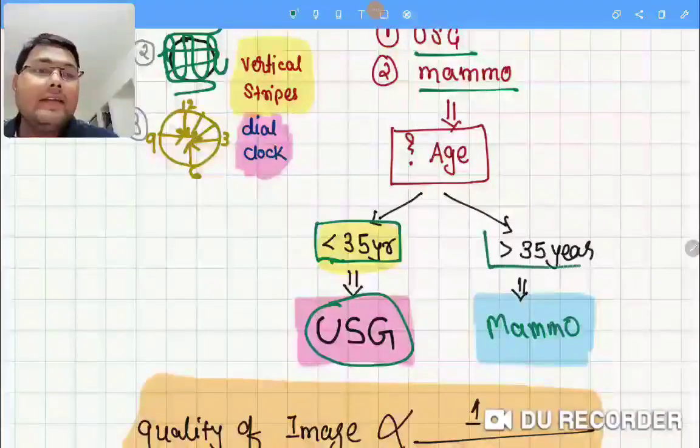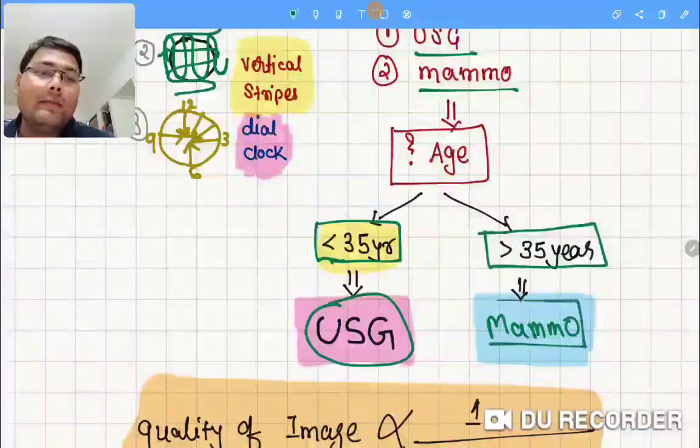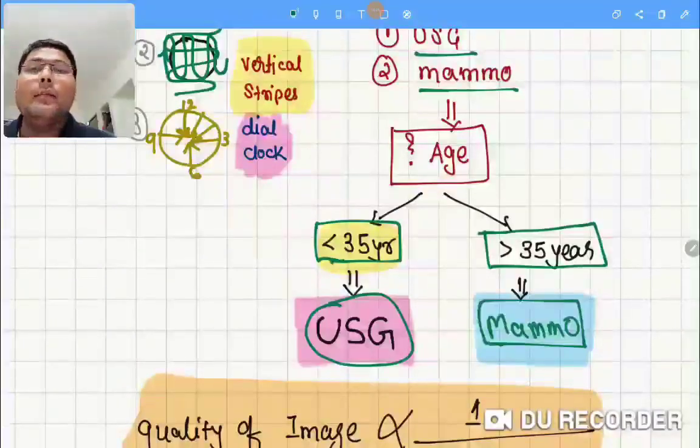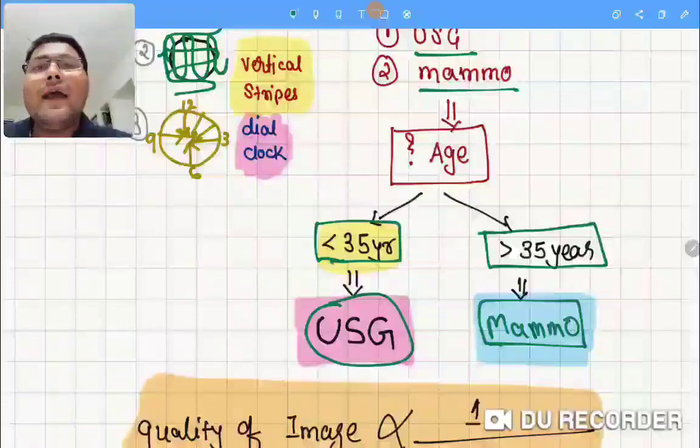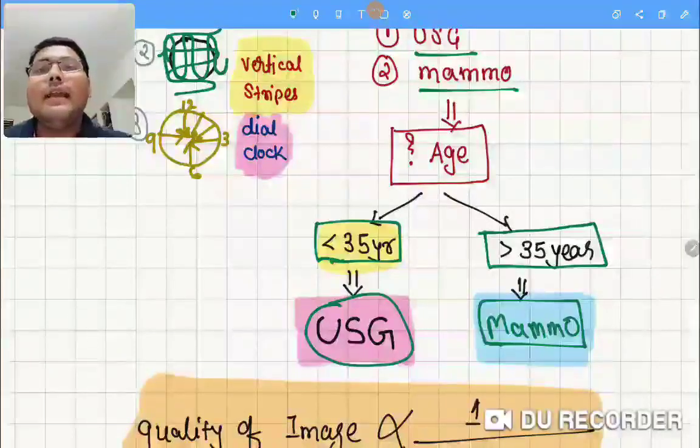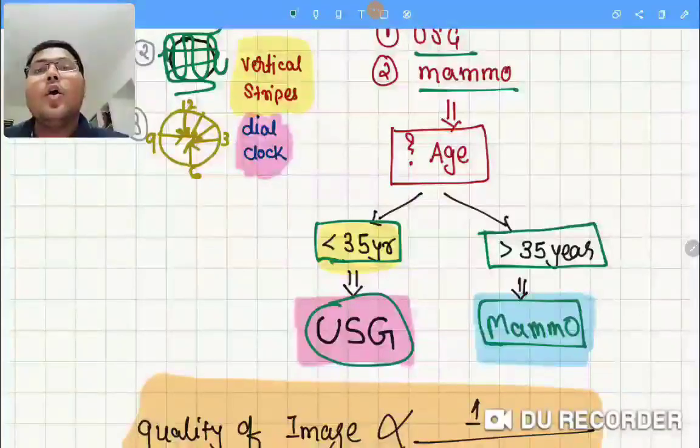But if the age is more than 35 years, then we should go for a mammography, right? We'll go for a mammography. Now the question comes: why can we not do a mammography in an age younger than 35 years of age? Why can't we do mammography in a younger patient?